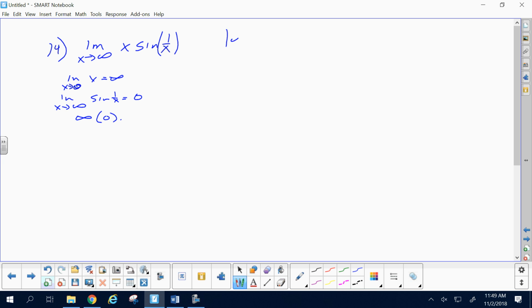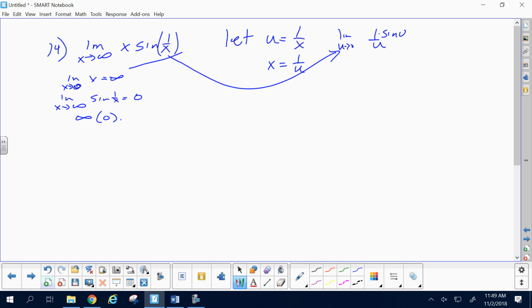You let u equal 1 over x. Now, if you do that, then x must be 1 over u. That changes the problem to, instead of x, I have 1 over u, and instead of sine of 1 over x, I have sine of u. Cool? Now, the limit has to change also, kind of like a limits of integration problem. If x goes to infinity, what would u go to? 0. So this is equivalent to that.